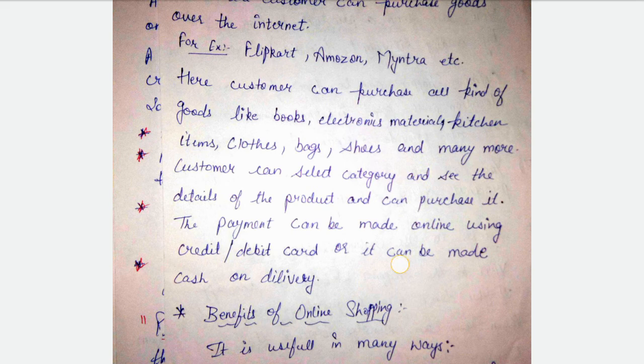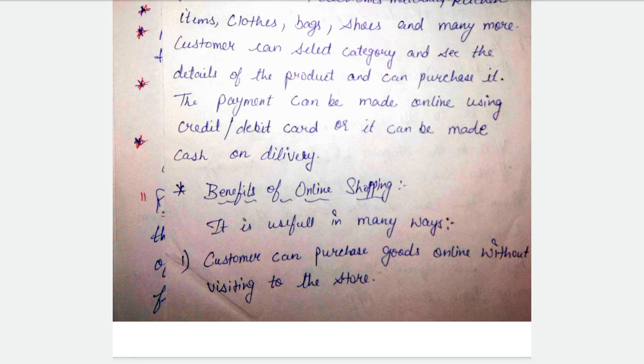Now, by which system can you pay the bill for the product which you have purchased online? There are different options. You can either pay with the cash on delivery option, or you can go to net banking. So there are various options which these applications provide you for bill payment.